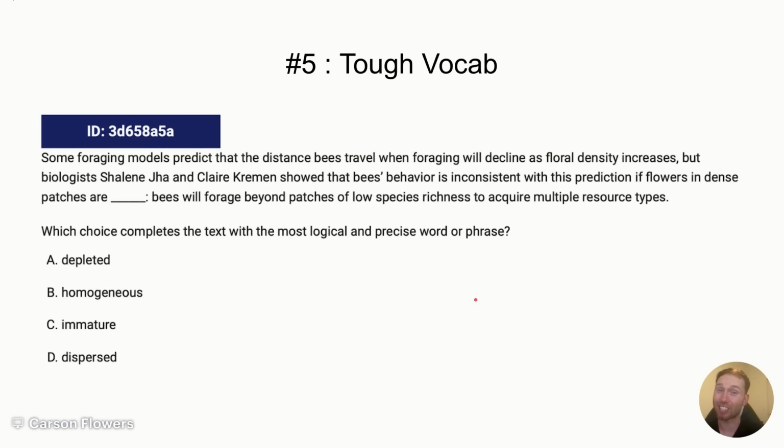Fifth, I think you're going to see a tough vocab problem where you might not know what some of the words mean, and you're going to have a dense passage, but here's how to solve them.